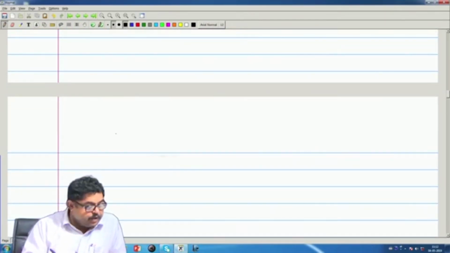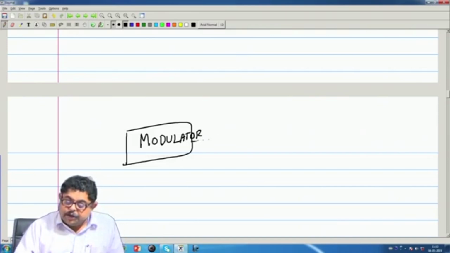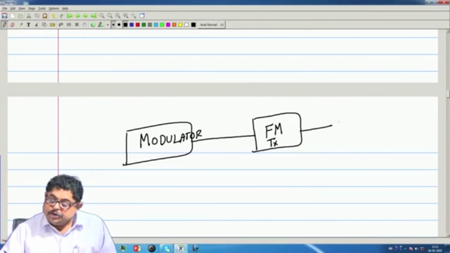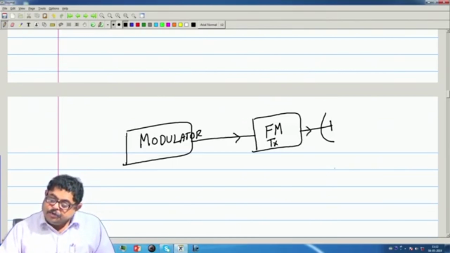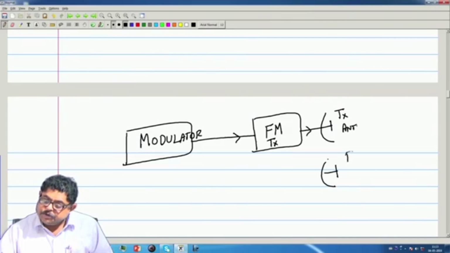So the block diagram is: you have a modulator, then that modulator is feeding an FM transmitter, and then that is put to an antenna. This is your transmit antenna, and this is your receive antenna.